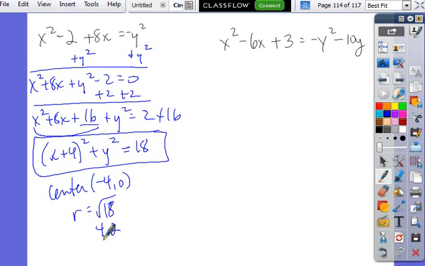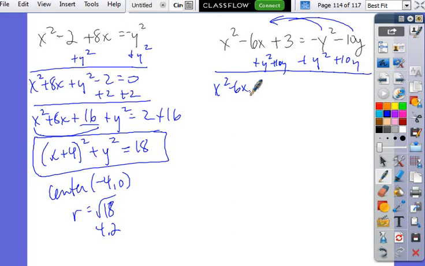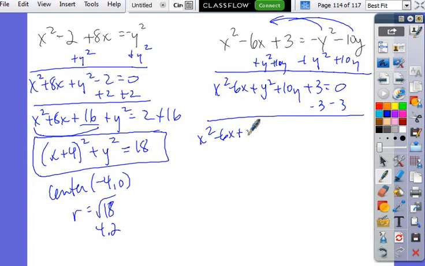Okay. The second one over here, I've got to move both of these over. So I'm going to do plus y squared and plus 10y at the same time. So x squared minus 6x plus y squared plus 10y plus 3 equals 0. Minus the 3. So now I have x squared minus 6x, and I'm going to have to add there. Y squared plus 10y, got to add there, equals negative 3. If 6 is the one with the x, what goes in that spot? 6 divided by 2 is 3. 3 squared is 9. Well, add that on the other side.